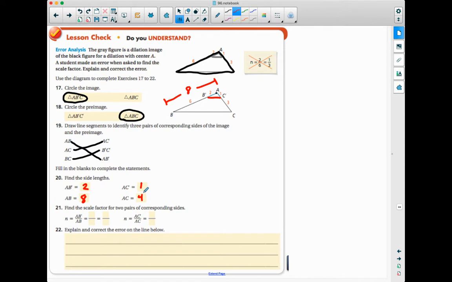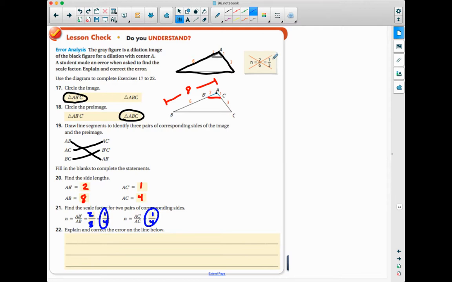Okay, so I always want to do image over pre-image, right? So the image, I'm going to have 2 over the pre-image, which was 8. And that reduces to 1/4. For AC prime, that's 1, and the pre-image is 4. So what do we notice? 1/4. All right, we get 1/4.